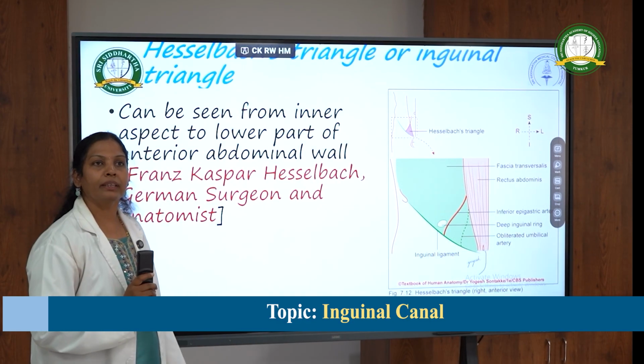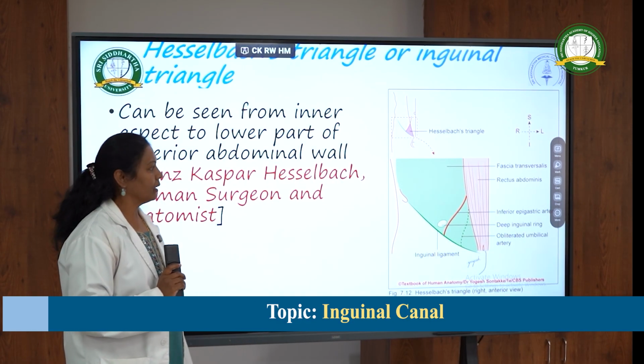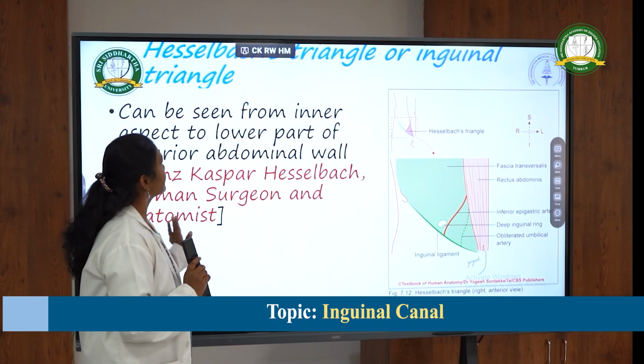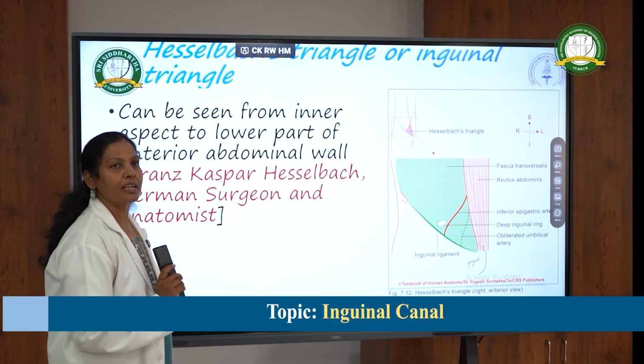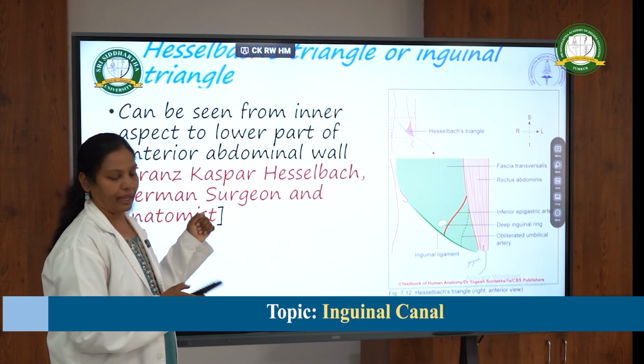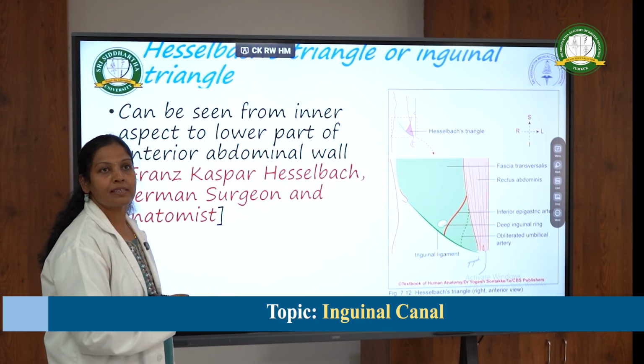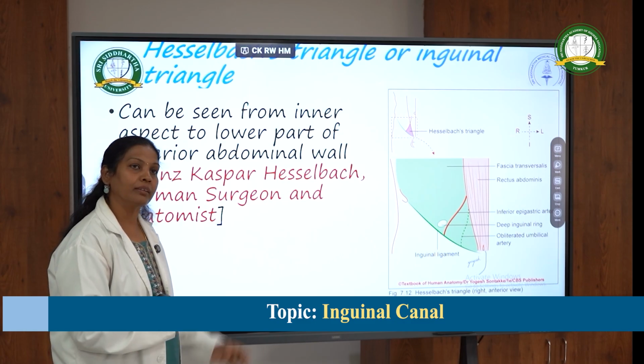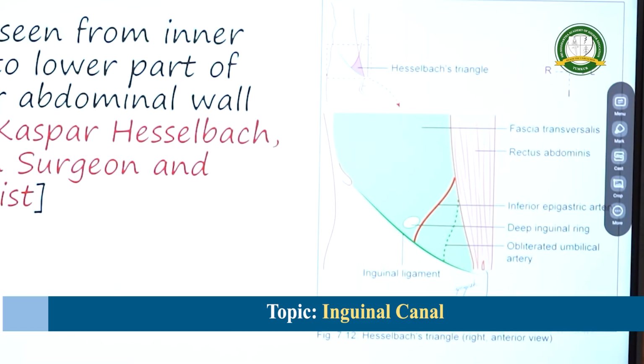Okay, so one more thing you should be aware of is Hasselbalch's triangle. It's also called the inguinal triangle. It is named after the anatomist and German surgeon Franz Caspar Hasselbalch. So where do we see this Hasselbalch's triangle? It is seen on the deeper aspect of the lower part of the anterior abdominal wall, in the dissection.